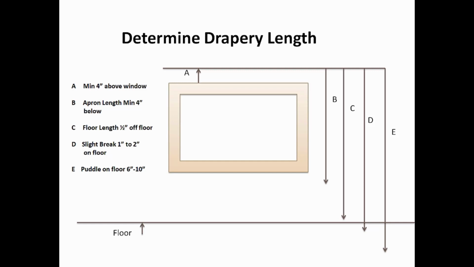Then style C is the one that we're all used to, the 1/2 inch off the floor. That doesn't change. But style D and style E pertain to pretty much 100% decorative accent panels or side hangs, with a lot of different terminology for those. If you want them to break onto the floor 1 to 2 inches, we call that a trouser break, or a break. And if you wanted, as I mentioned earlier, a more Euro look, 6 to 10 inches. I've seen people do 18 or more. That's what we call puddling on the floor.